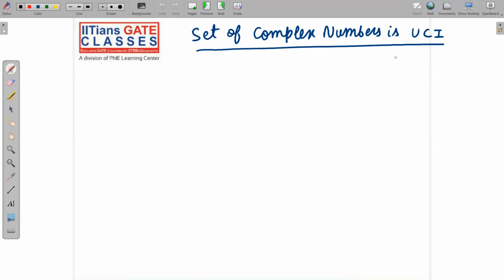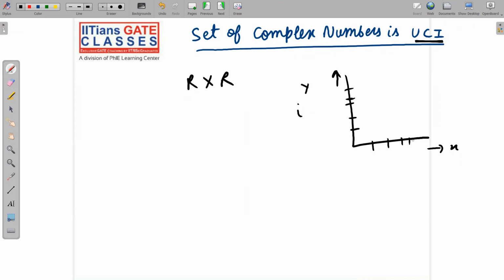So the set of complex numbers is uncountably infinite. See, what exactly are complex numbers? I will say complex numbers are nothing but real number cross real number. So this is your number line, and this is your x-axis, and this is your y-axis. With each and every number on the y-axis I will apply the iota sign, and with these numbers I will treat them as real numbers. So the complex number will be like this: x plus iota y. So I pick here 3 and I pick here 4, so I will say 3 plus 4 iota.